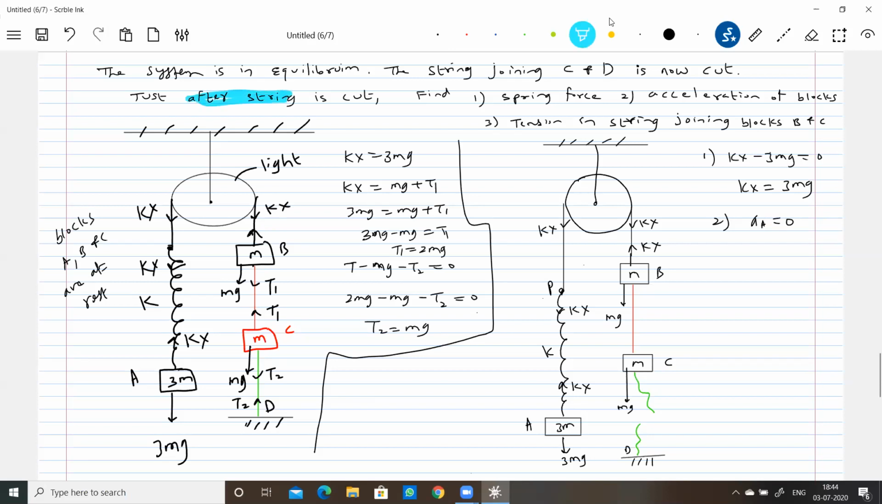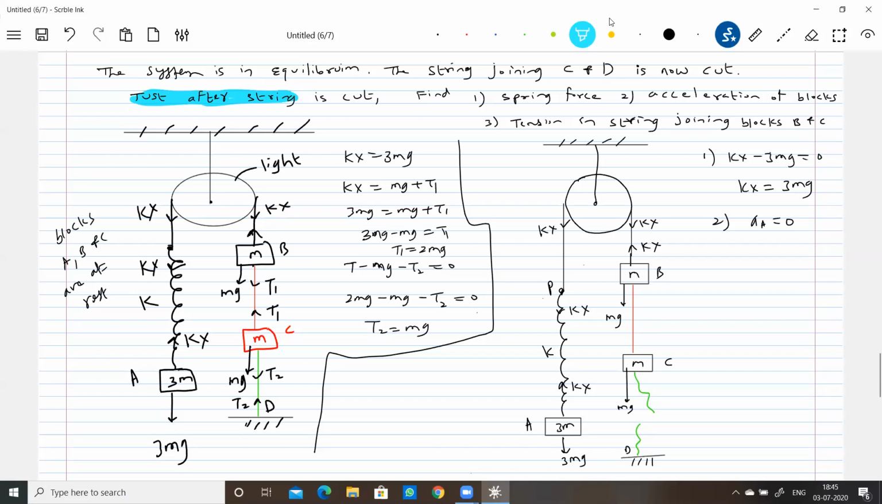Just after the string is cut. We are discussing the entire numerical just after the string is cut. We don't know what will happen after some time. It'll be very complicated. First, try to understand, all of you, just the moment after the string is cut, then we are discussing the problem. We are not looking at after some interval of time.